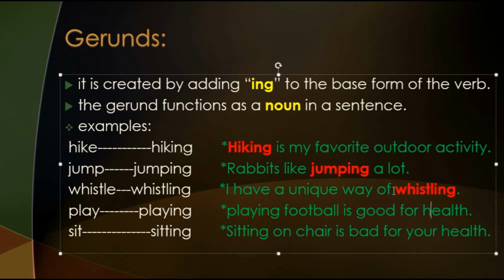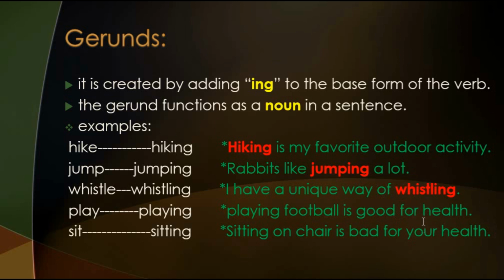I have a unique way of whistling, right? So I have a preposition. It completes the preposition, so it's another function of a noun. So again, it's a noun, and it functions as it completes the preposition of here, right? It comes after it.